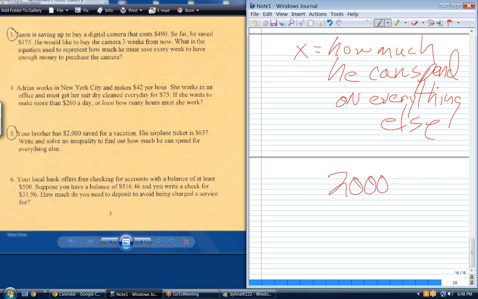So you have 2,000 minus 637, and what's the relationship to X? Is it equal to that? No, it wouldn't be equal to. Well, actually it is. The way we've defined X, even though they say write and solve an inequality, as long as X is how much he can spend on everything else, then that number is going to be 2,000 minus 637. But what they really wanted us to do was to say X is less than or equal to that number, because you certainly don't have to spend all your money.